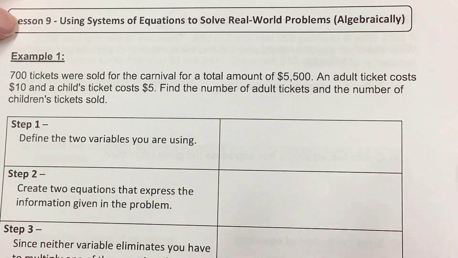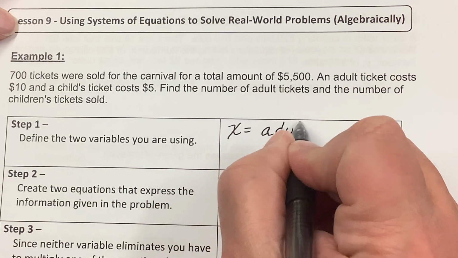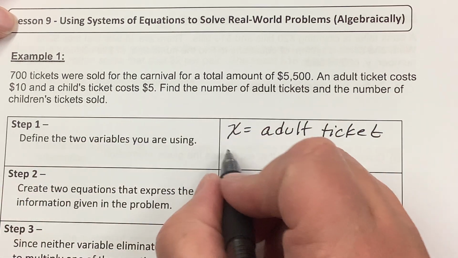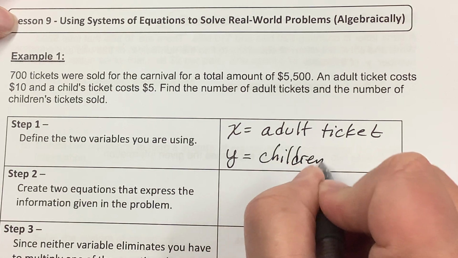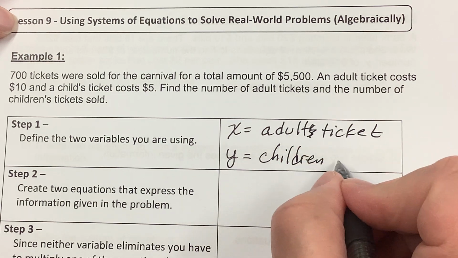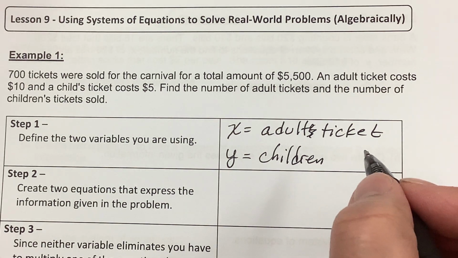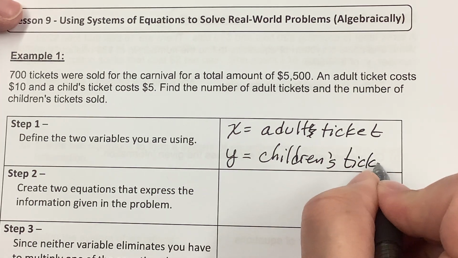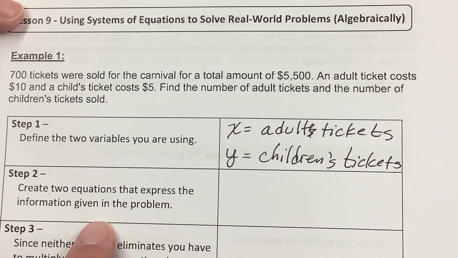So if I'm looking for adult tickets, then x equals adult tickets. And I'm looking for children's tickets, so I'm going to make y children's tickets. I should put adult tickets? No, children's? I don't know, it feels possessive, doesn't it? Adults, tickets, children's tickets. Yeah, that's possessive. Let's make that possessive. T-I-C-K-E-T-S. All right, so create two equations that express the information in the problem.